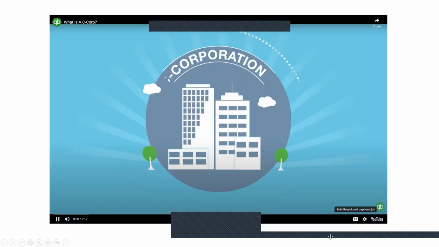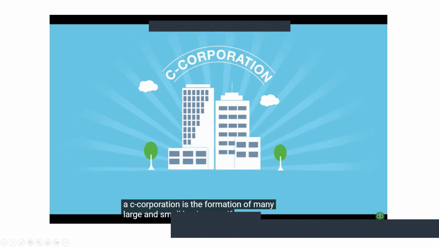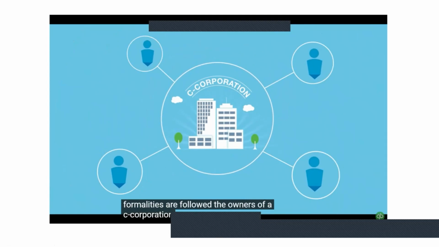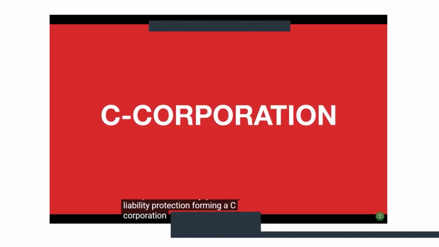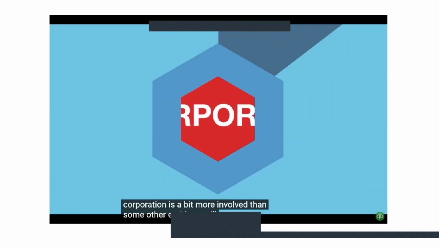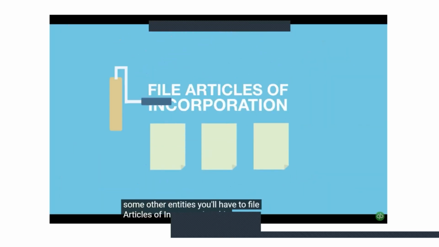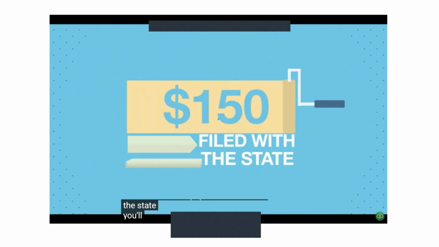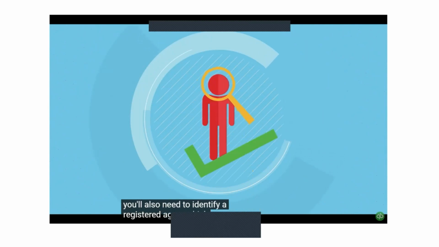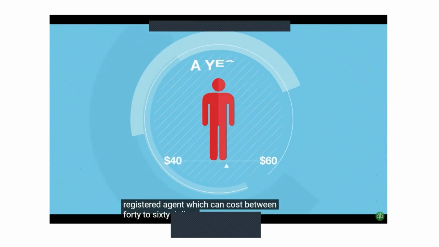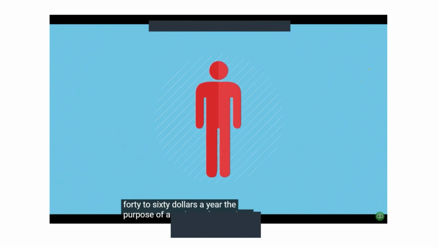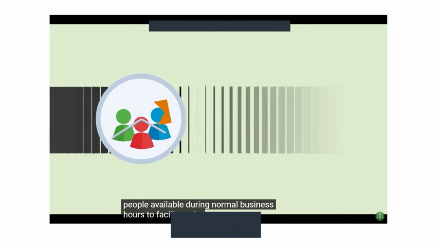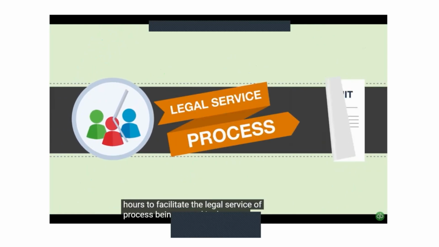A C corporation is the formation of many large and small businesses. If corporate formalities are followed, the owners of a C corporation will enjoy limited liability protection. Forming a C corporation is a bit more involved than some other entities. You'll have to file articles of incorporation. This requires a fee around $150 and some paperwork filed with the state. You'll also need to identify a registered agent, which can cost between $40 to $60 a year. The purpose of a registered agent is to provide a legal address where there are people available during normal business hours to facilitate the legal service of process being served in the event of a lawsuit.